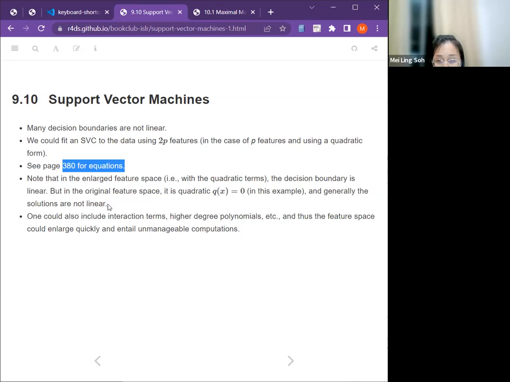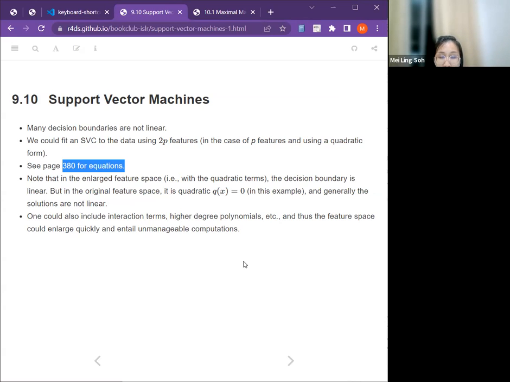So in support vector machines, you want to have an enlarged feature space. Think of it, maybe it could be linear, then you might want to make it quadratic, cubic, so a higher power. You can also include some interaction terms and higher degree polynomials, then your feature space will quickly enlarge and it becomes computationally unmanageable.